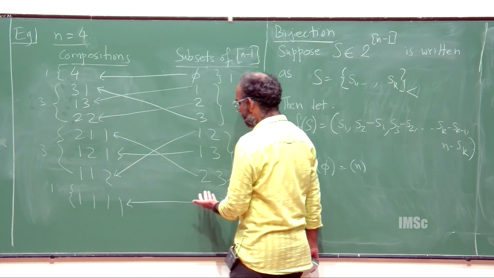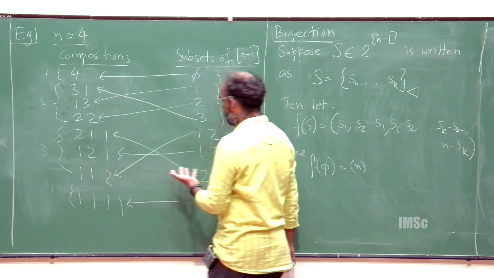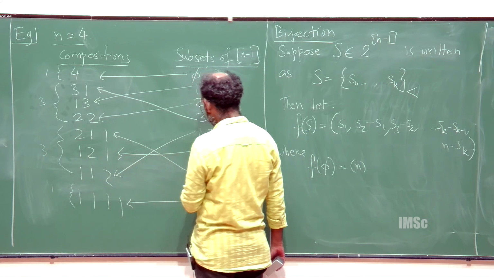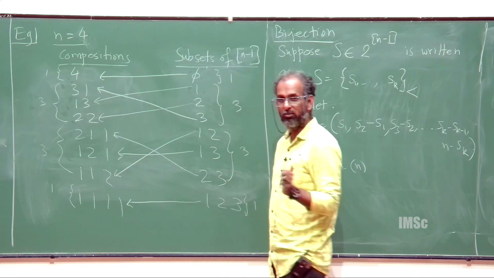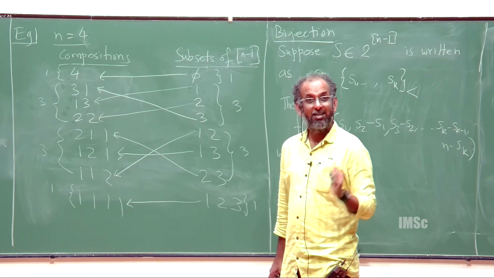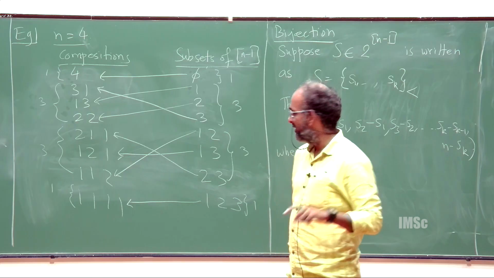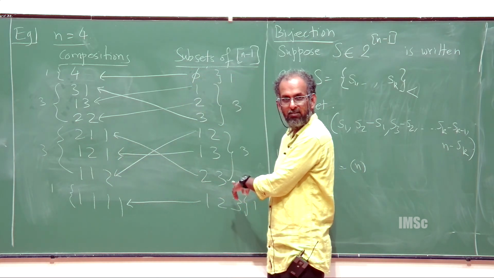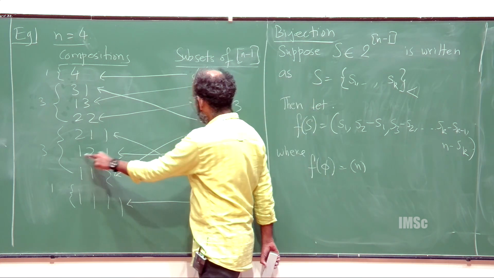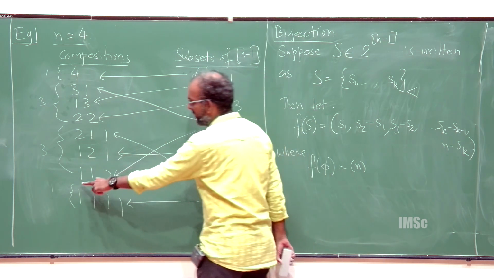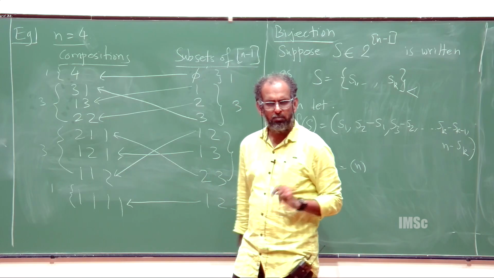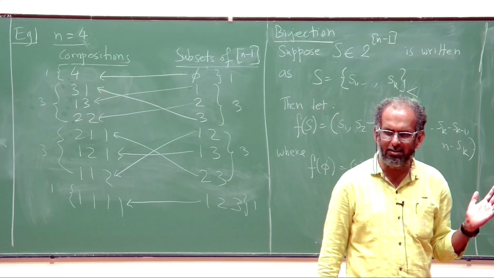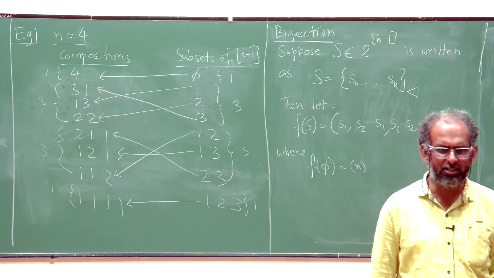Now let's look here. 2 1 1 maps to 2 3, 1 2 1 maps to 1 3, 1 1 2 maps to 1 2. So what is happening here? Very good. Here I take 2 and 2 plus 1, that gave me 2 3. Here 1 and 1 plus 2 gave me 1 3. Here 1 and 1 plus 1 gave me 1 2. But wait, something is wrong, right? I have forgotten the last element. Am I not losing information?